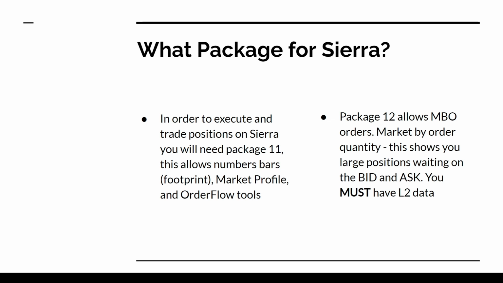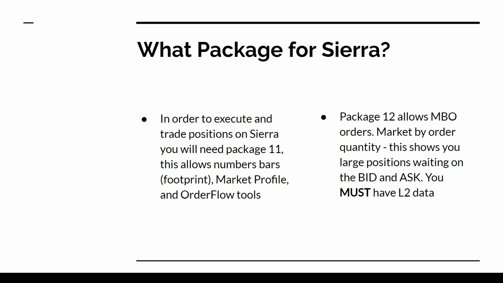It allows number bars, which is their version and variation of footprint, market profile or TPO charts, as it's called on there, and your various order flow tools such as depth of market or heat maps or anything along those lines. Okay, now as an additional extra, you can have package 12.